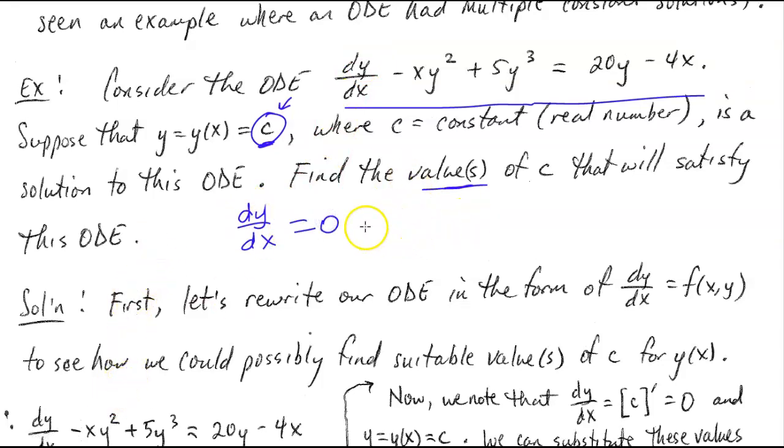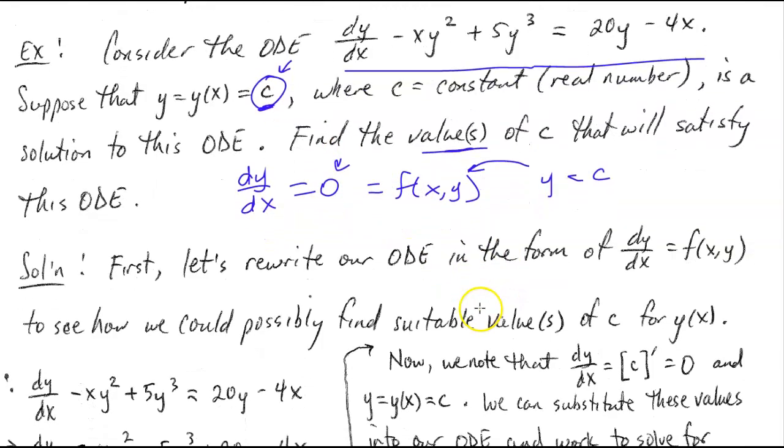So what that means is that whatever f of x and y, and of course this function is defined in terms of x and y, whatever it ends up being, if I plug in y equals c into it, I still have to get 0 as well, okay?